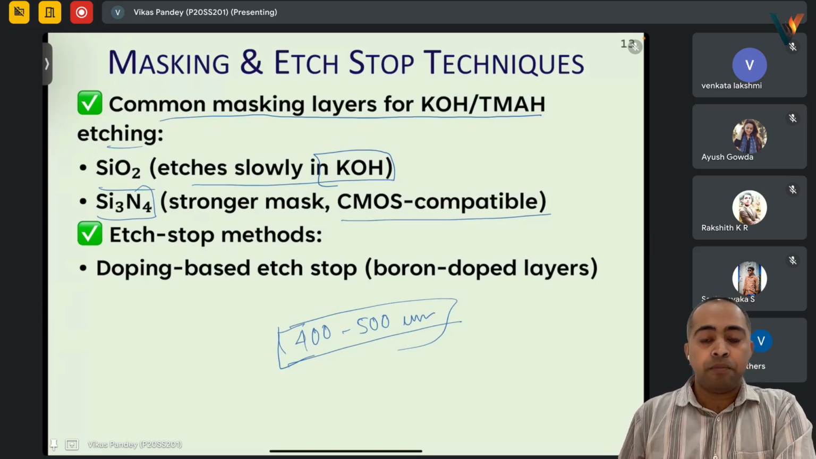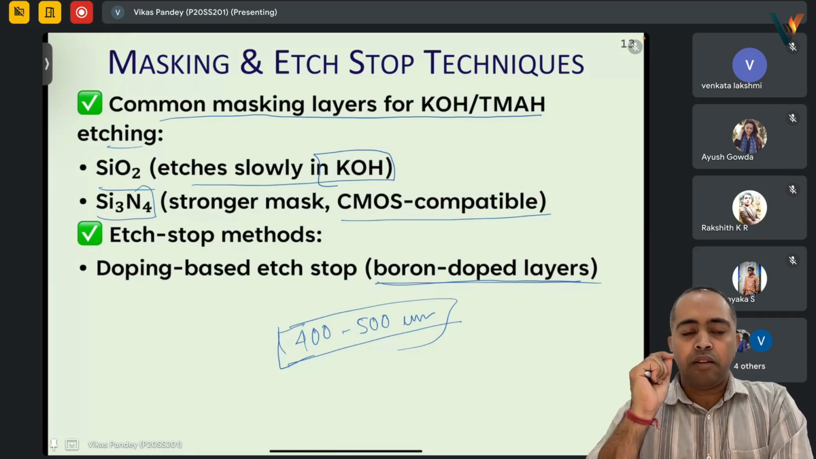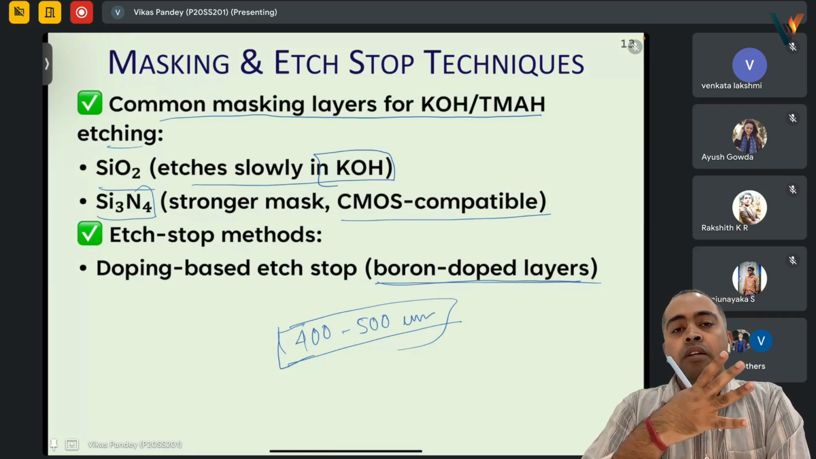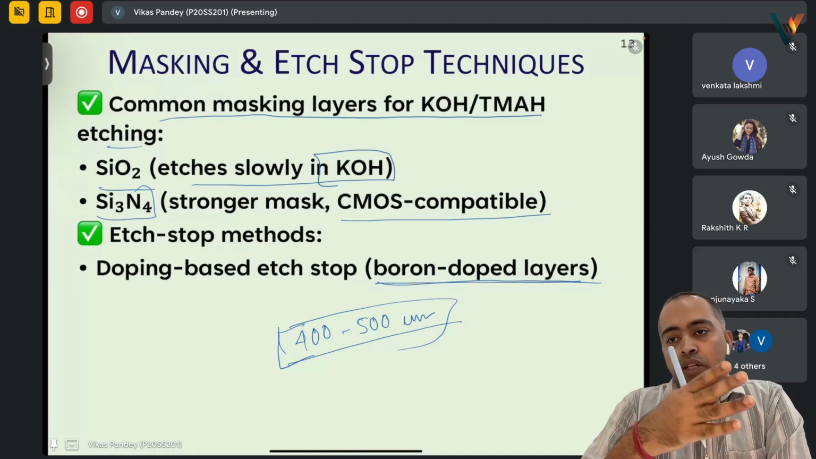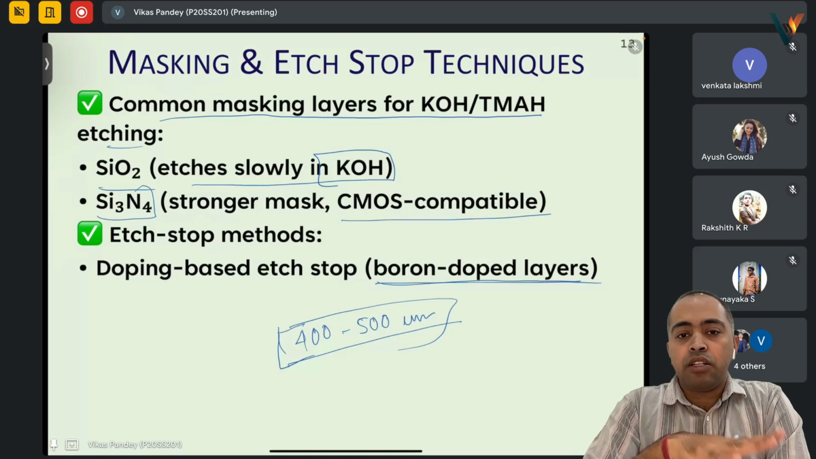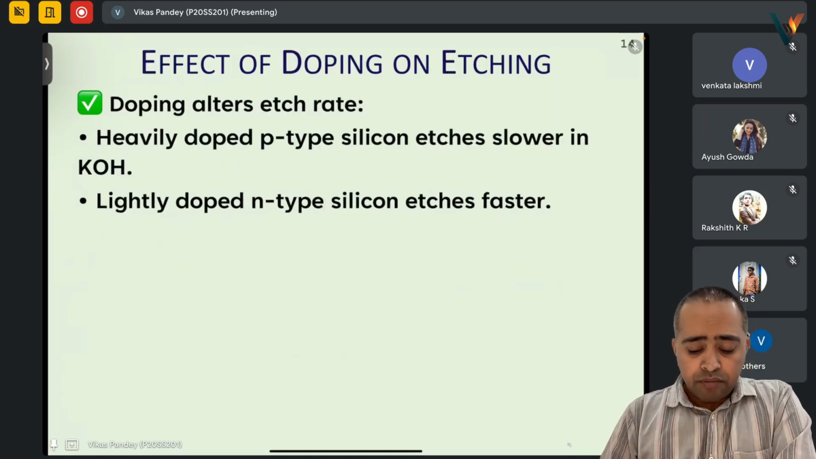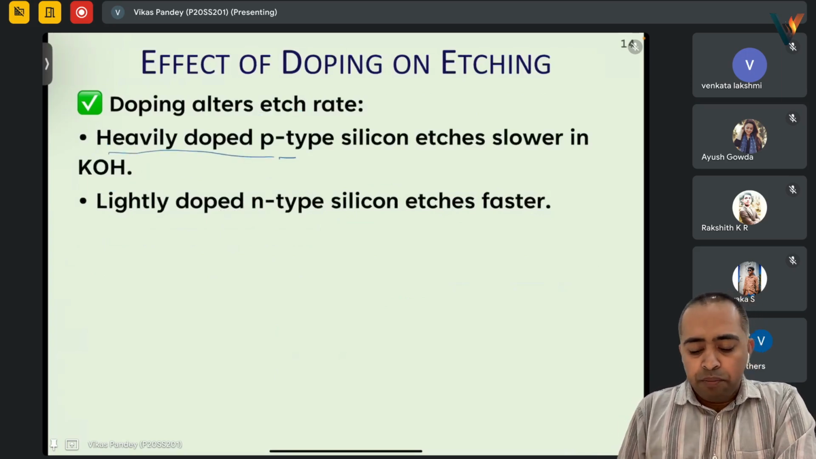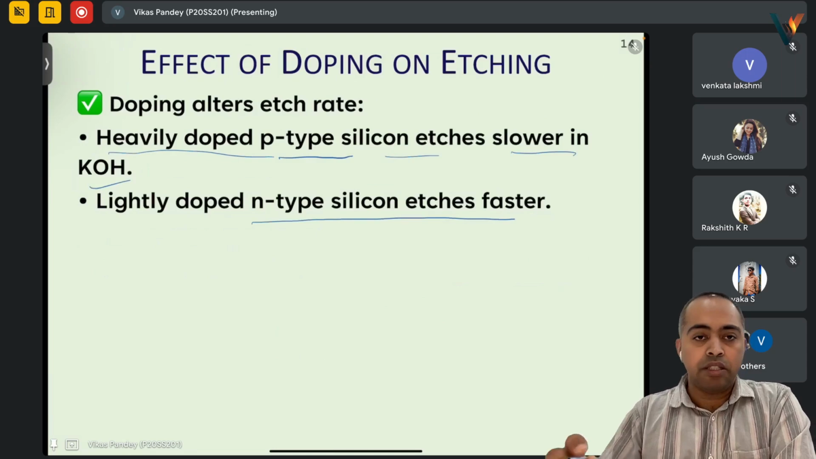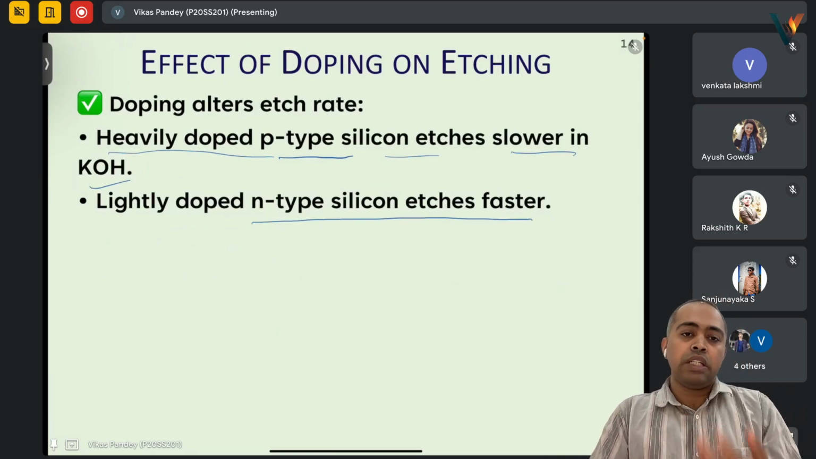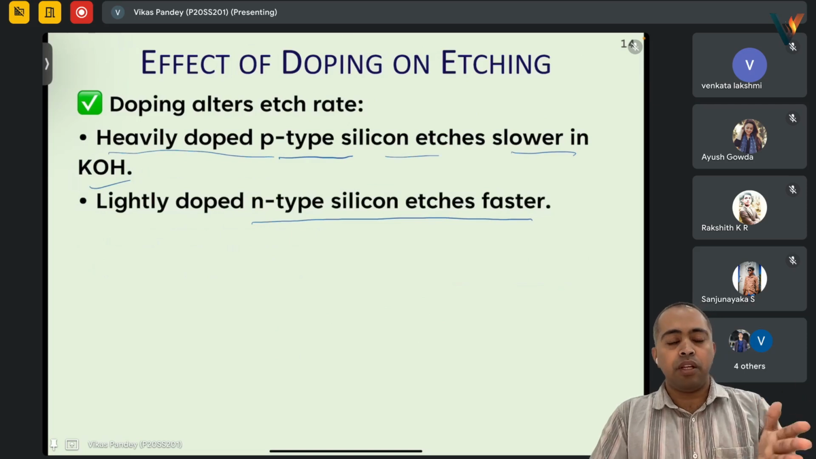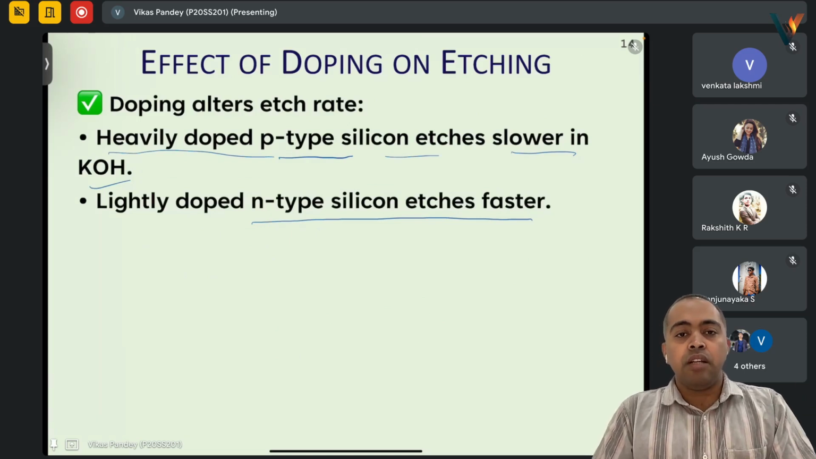Other is boron doping layers. If we dope with boron, the etching will stop at that point. This is another technique used to make the patterns. Heavily doped p-type silicon etches slower in KOH, whereas lightly doped n-type silicon etches fast. Using this property, we use boron as the etch stop layer.